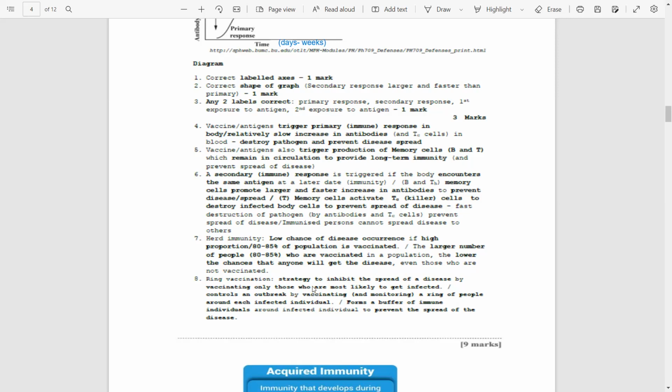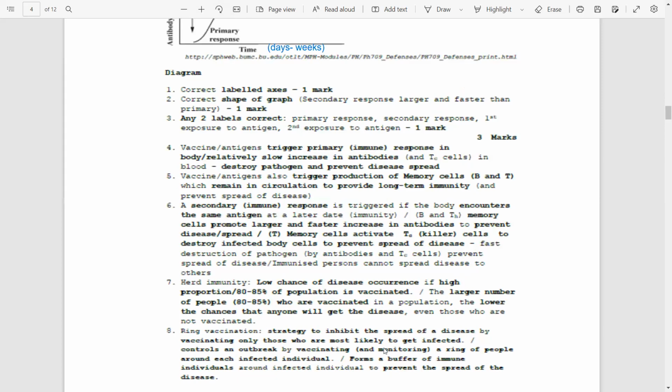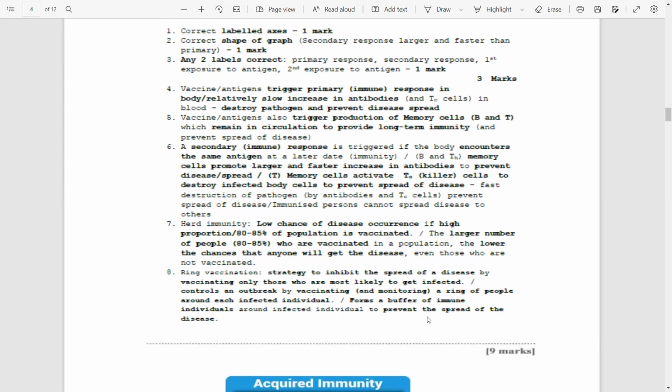There is also the concept of ring vaccination, which is a strategy to inhibit the spread of a disease by vaccinating only those who are most likely to get infected. So it controls an outbreak by vaccinating and monitoring a ring of people around each infected individual. It forms a buffer of immune individuals around the infected individual to prevent the spread of disease.